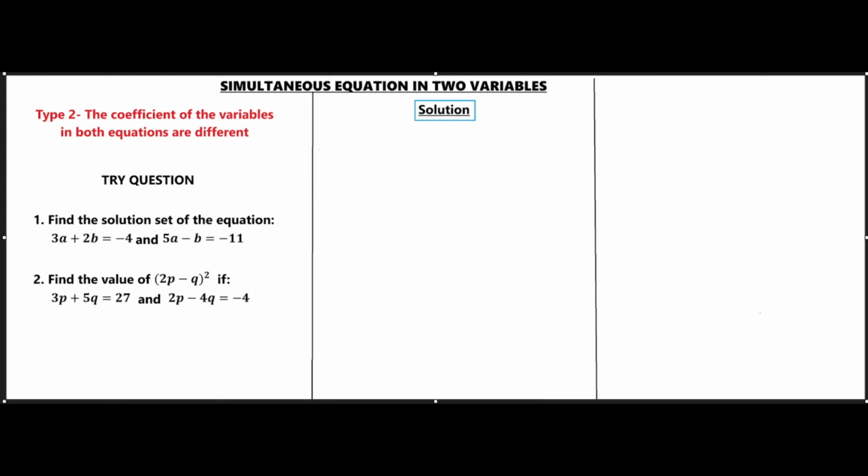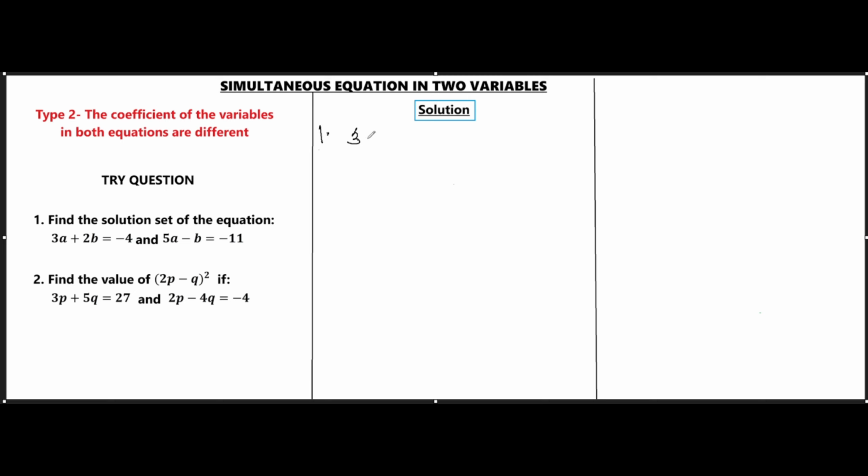So let's see type 2 of the simultaneous equation in two variables. In type 2, the coefficient of the variables in both equations are different. So let's use question 1 here as our case study. With question 1, we have this particular equation.